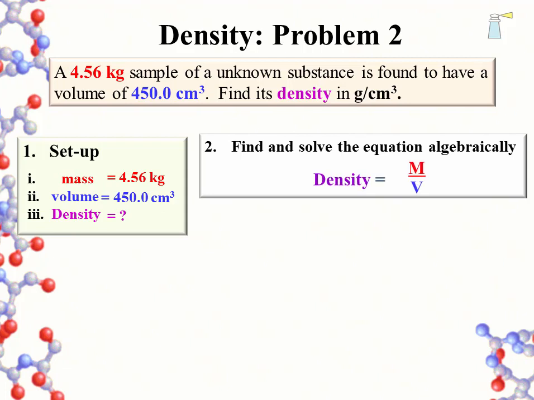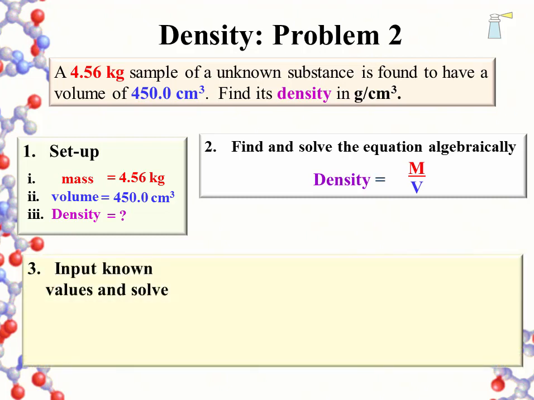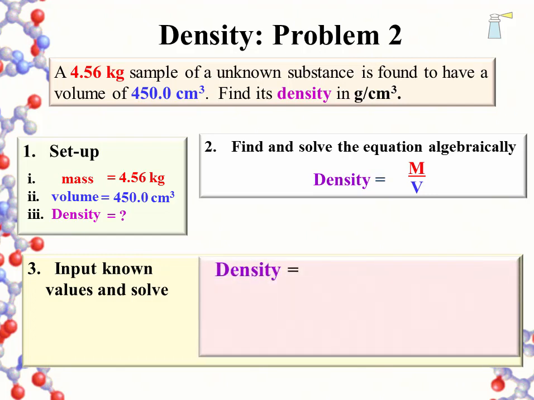That relationship is the definition of density, D equals m over v. Fortunately, the expression is already solved for D, so we are done with step 2. Now we move on to the last step, which is to input known values from the setup and solve. Density, or D, equals mass, 4.56 kilograms, over volume, 450 cubic centimeters. And that solves to 0.0101 kilograms per cubic centimeter.